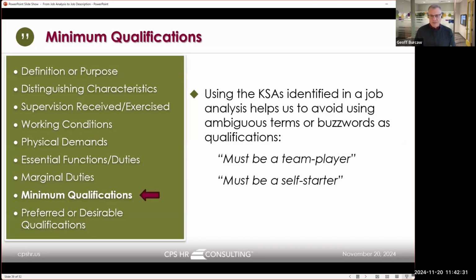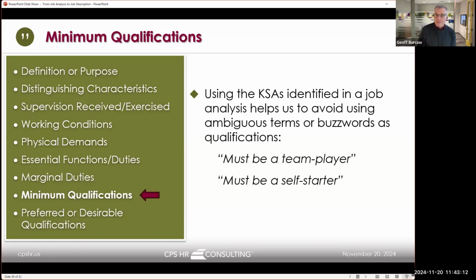I want to just point out something, and this is kind of a pet peeve of mine. We want to avoid using buzzwords or terms that are really ambiguous, and using our KSAs from the job analysis and making our minimum qualifications really based on those KSAs will help us avoid that. Things like must be a team player, must be a self-starter, language that is maybe acceptable for a job announcement or exam announcement, kind of, but not good for a job description because they're really ambiguous.